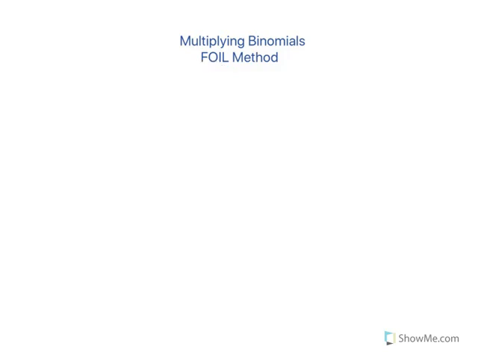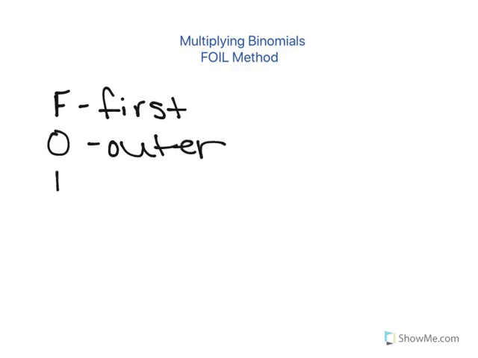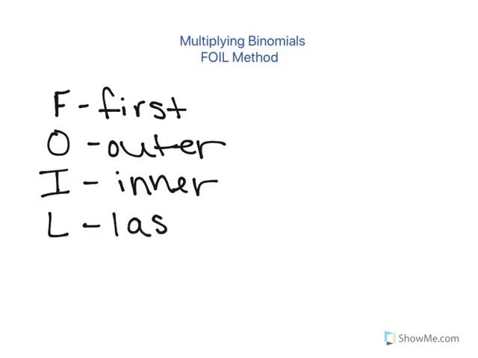FOIL is an acronym. It stands for first, outer, inner, and last. So that is the order that we're going to multiply these binomials in. First, outer, inner, and then last. So let me show you what that means or what that looks like.